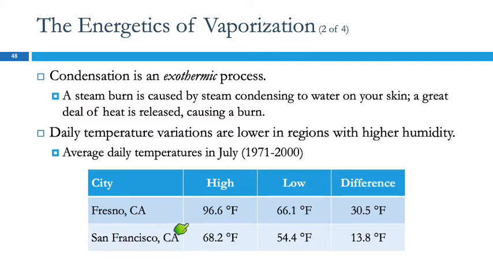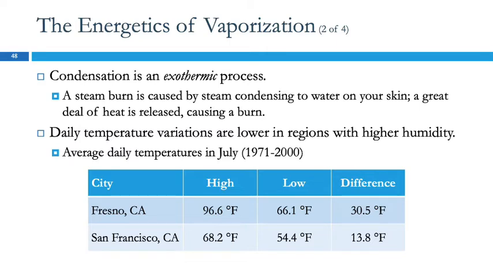So highs and lows in Fresno, 96.6 and 66.1. It's like 30 degrees difference in the course of a day. In San Francisco, high of 68, low of 54. Small range. It almost never gets really hot in San Francisco. It also almost never freezes, right? Here we sometimes get down to like 25 degrees and the farmers lose their oranges and it's a disaster.